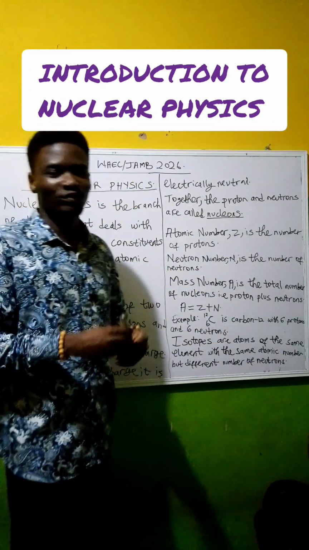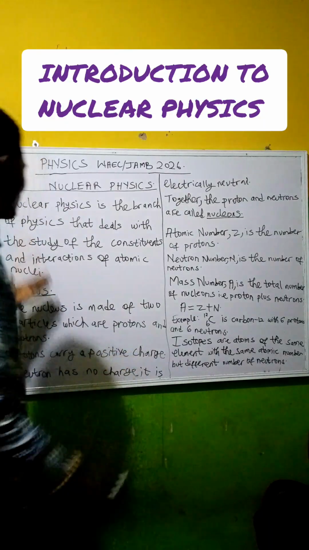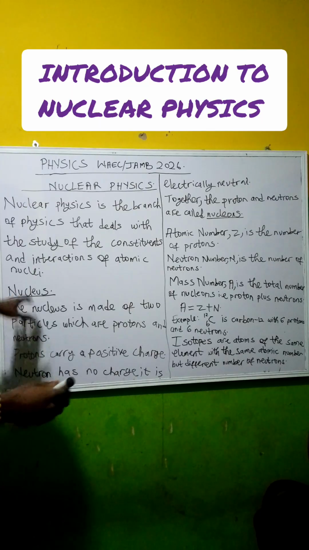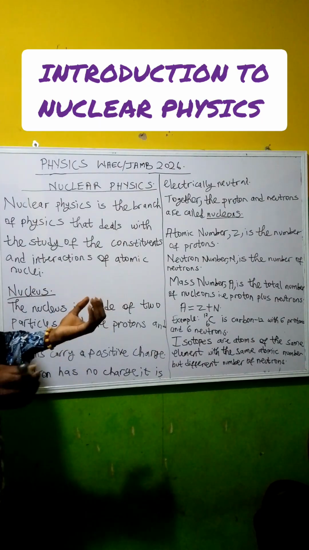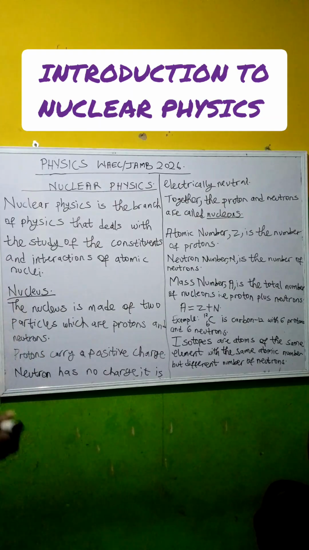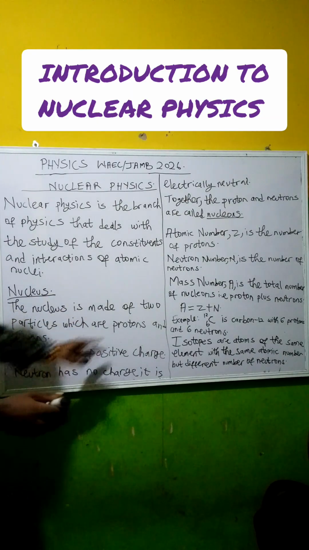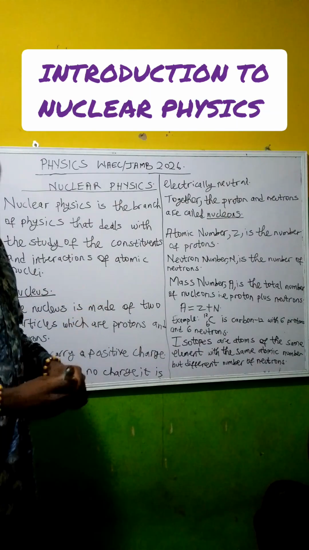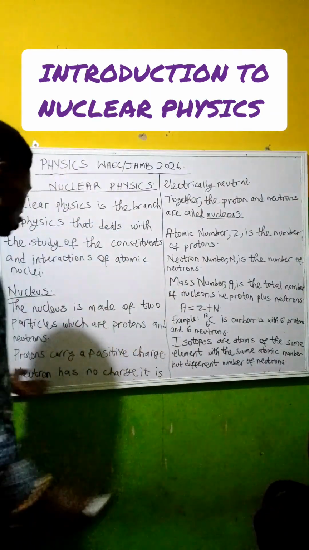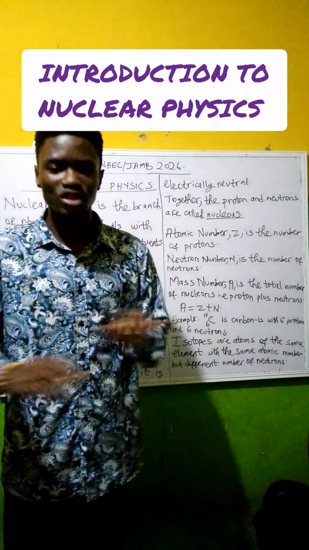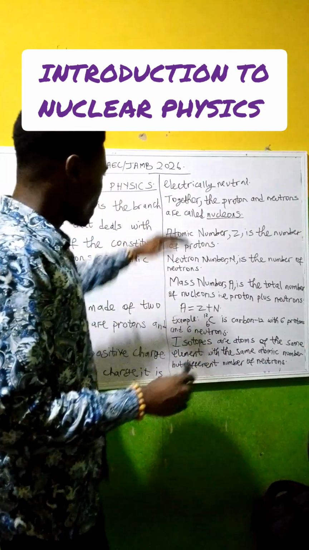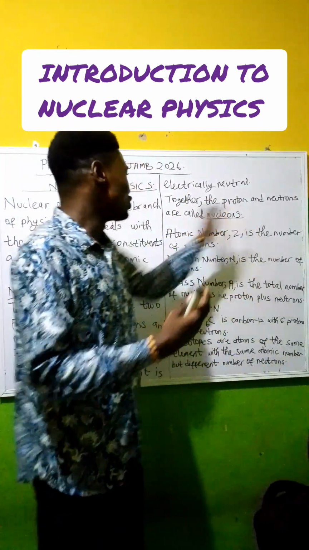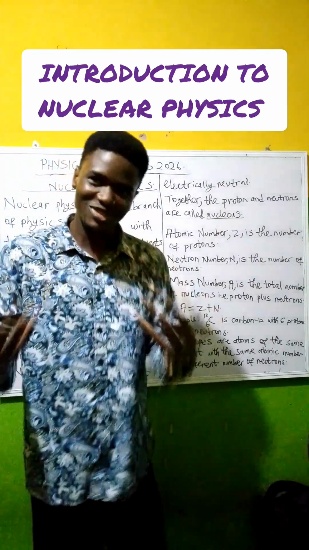What is nuclear physics? Nuclear physics is the branch of physics that deals with the study of the constituents and interactions of atomic nuclei. So what is a nucleus? The nucleus is made up of two particles, protons and neutrons. The protons carry a positive charge, and the neutron has no charge. It is electrically neutral, zero. Together, the protons and the neutrons, in nuclear physics, we call them nucleons. Protons and neutrons are called nucleons. Note that.